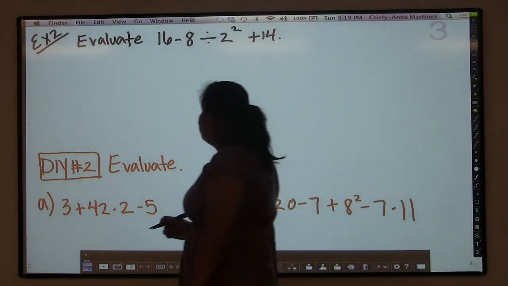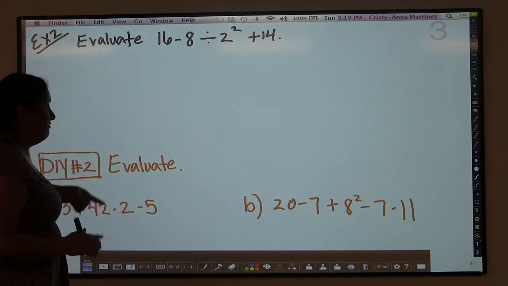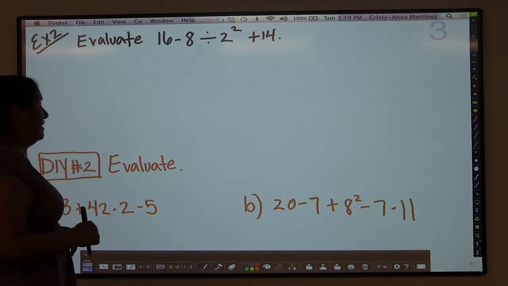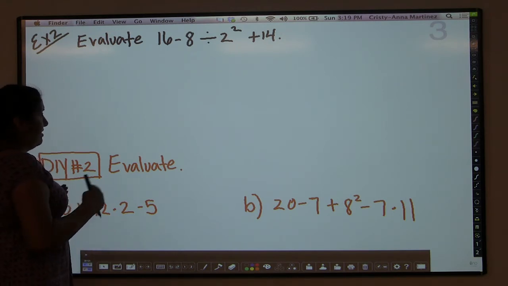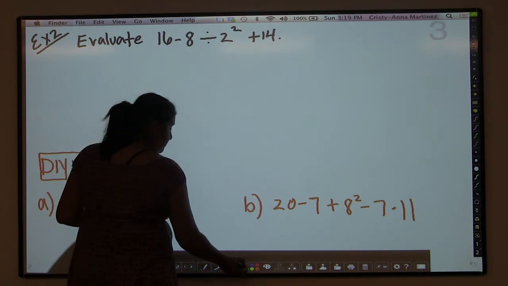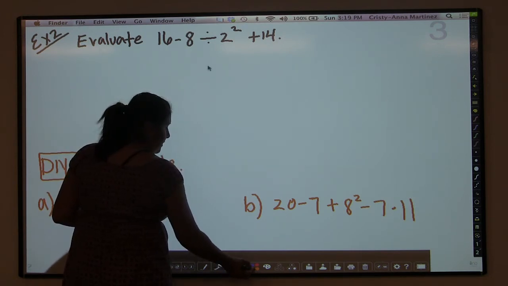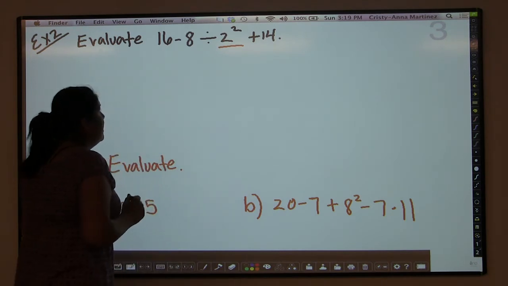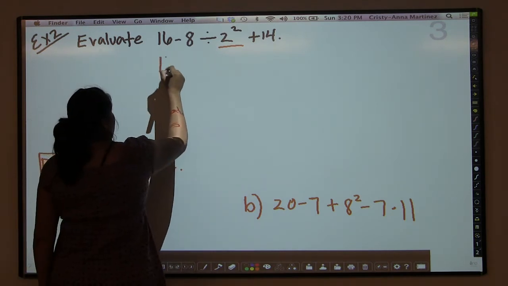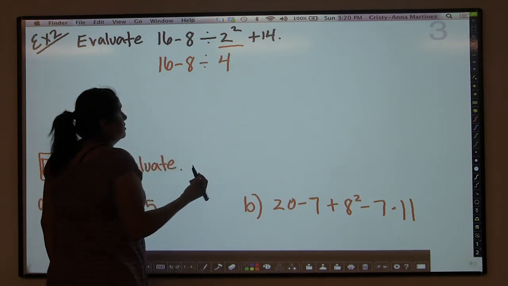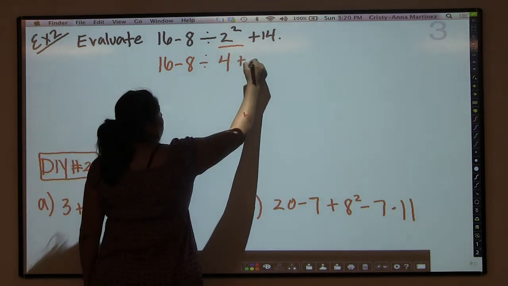So here we go. We have parentheses and are the first thing we look for, grouping symbols. And we don't have any grouping symbols in this case. So we're going to move on to the next, which is E, which stands for exponents. And we do see that there are some exponents here, the 2 squared. So we're going to evaluate that first. Everything else gets rewritten. And instead of 2 squared, I put 4 plus 14.